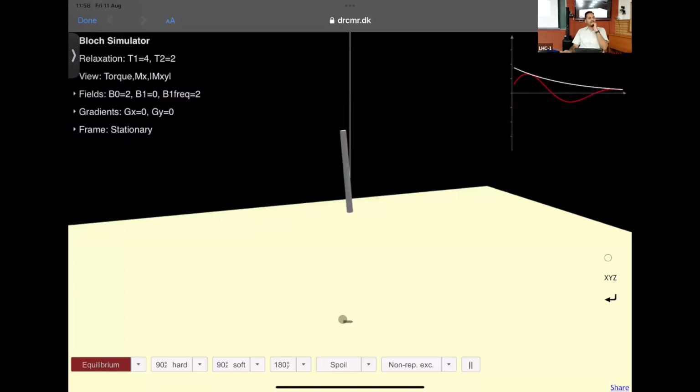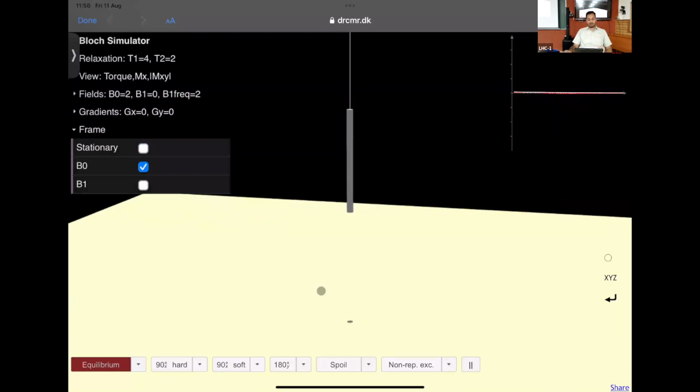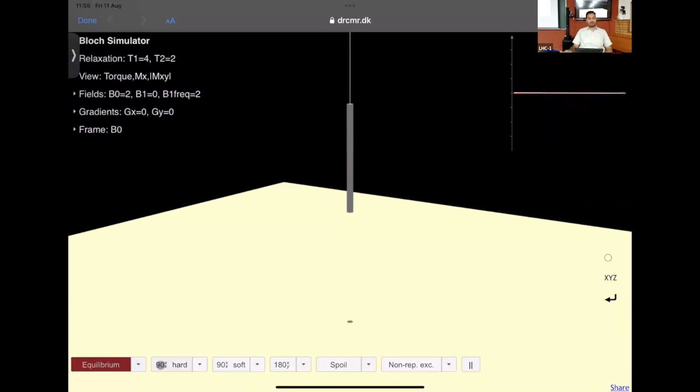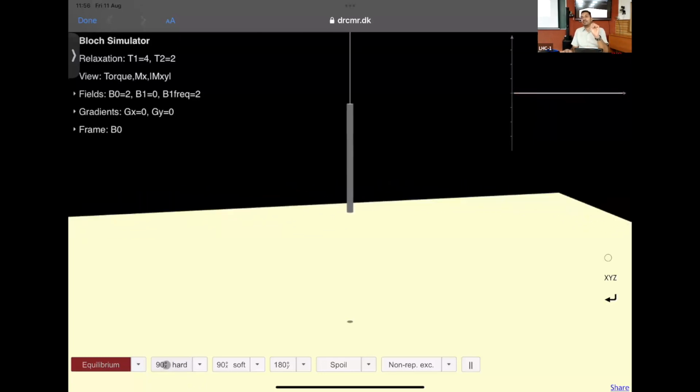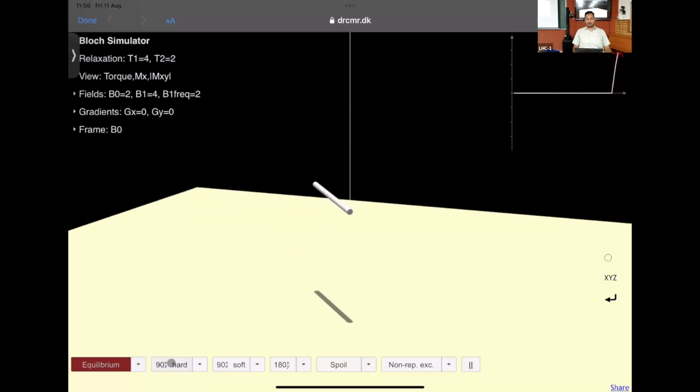This precession is causing a lot of trouble, right? So therefore, what should we do? Go to the rotating frame. Thank you very much for the answer. So now let's do the same exercise. I went back to equilibrium. Now see the length of the shadow. You'll be able to follow much more easily what's happening to transverse magnetization.